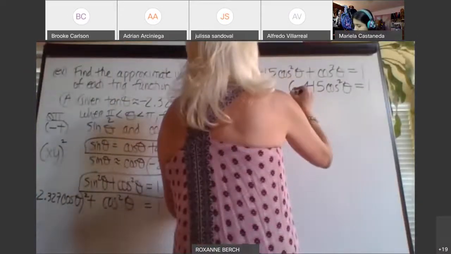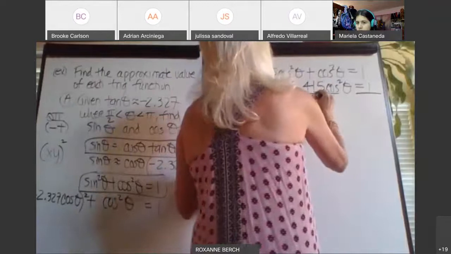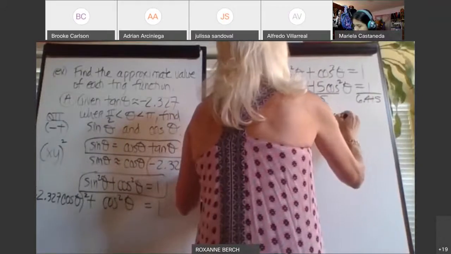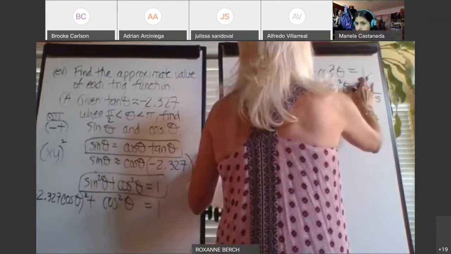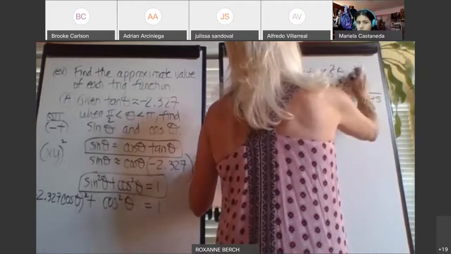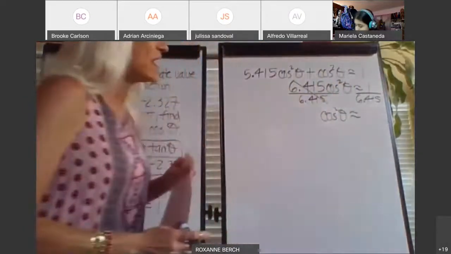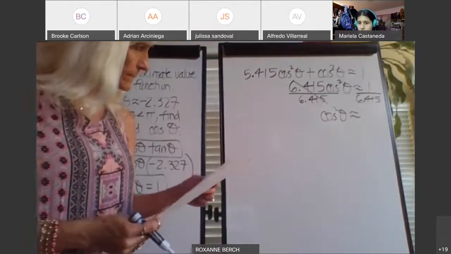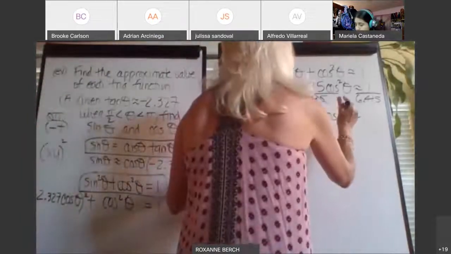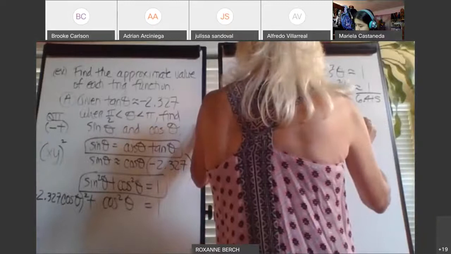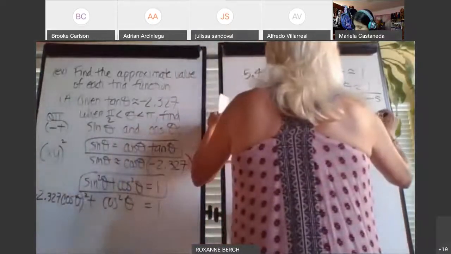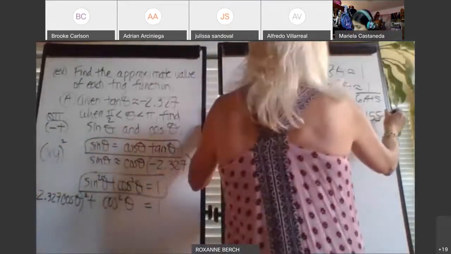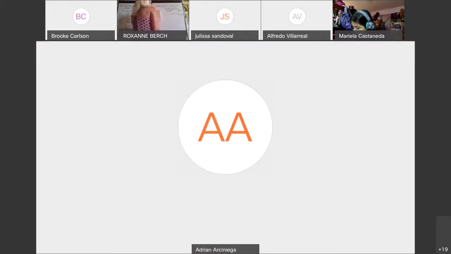So we're going to divide by 6.415 on both sides, because we're isolating the square. These are all approximations, by the way. So what's 1 divided by 6.415? 0.15588. I'm just going to say 9. I'm being really careful about the way I'm rounding.